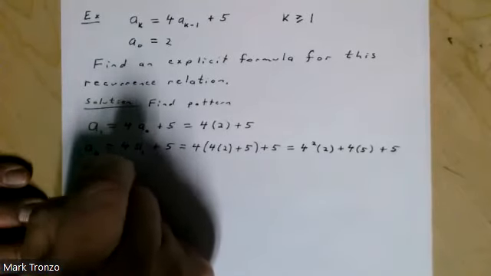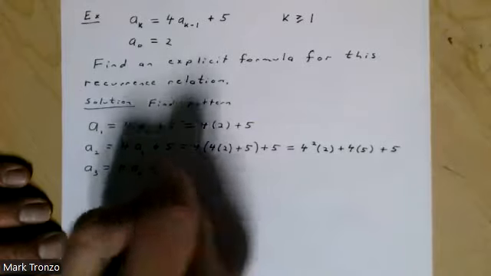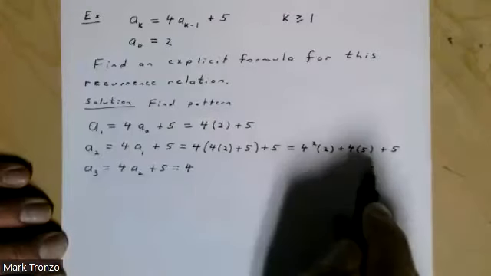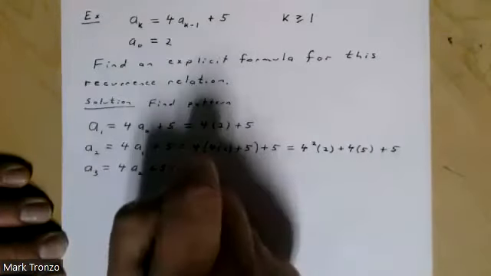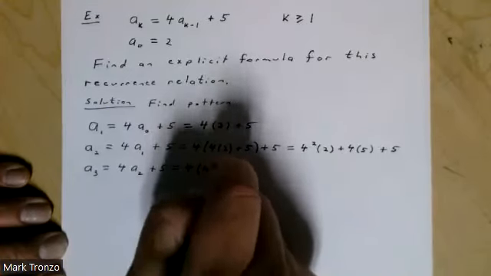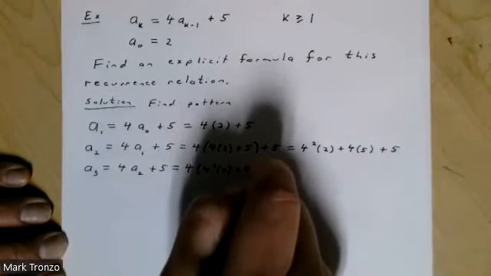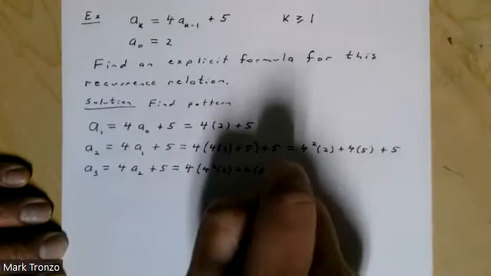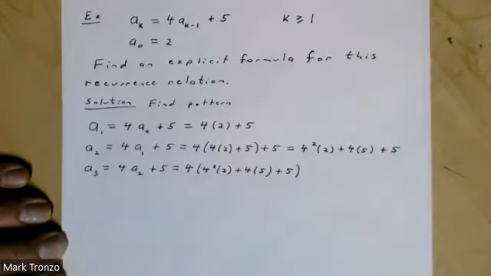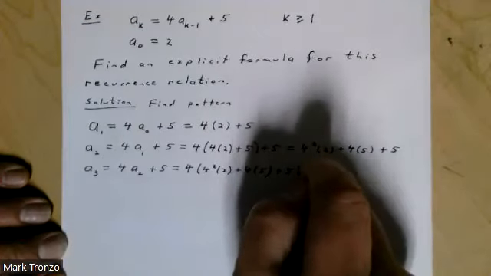A3 is 4A2 plus 5. So 4. Now let's put in A2. 4 squared 2 plus 4, 5 plus 5. That was A2. But then we still have to add our 5 on.